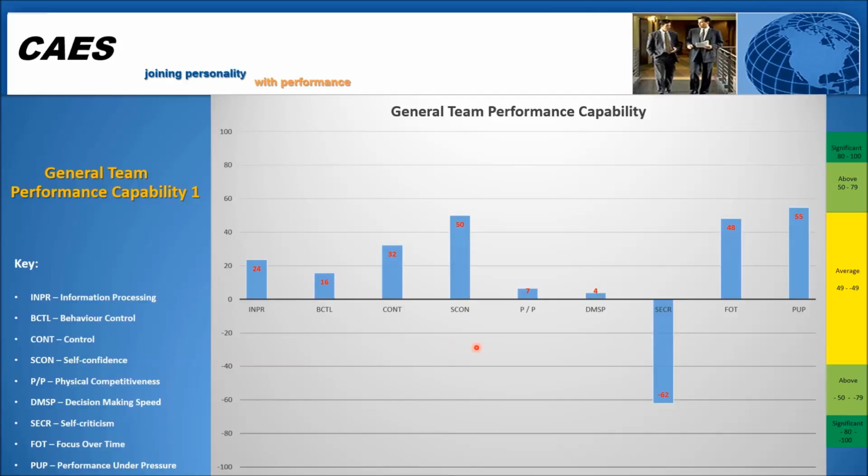The next category is performance-related self-confidence, and we seem to be very good at that as well. We then look at competitiveness, and we can see that we're not overly competitive as a group, but there is an element of it. Our next score is related to decision-making speed, and this is how fast our team would make decisions. In this case, they're a little faster than the general population, but not overly so on average.